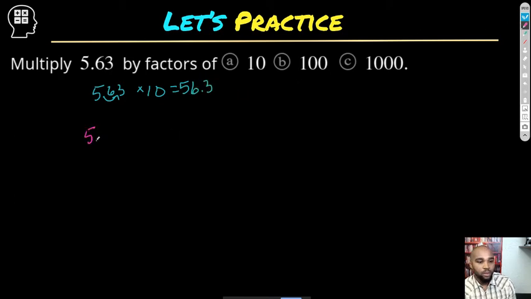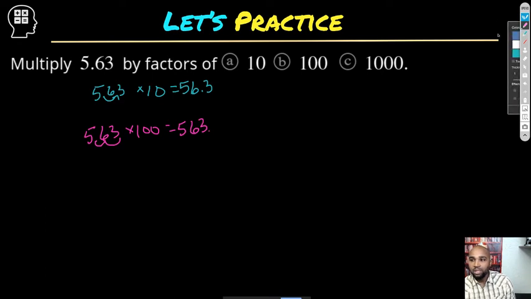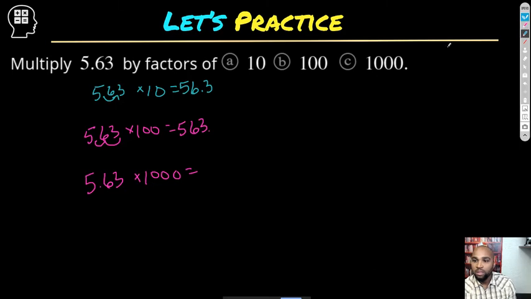And what about 100? So instead of 5.63, we multiply that by 100. Now we move it 2 spaces to the right, and that becomes 563. And there's a decimal if you want to write it. And last but not least, multiply by 1,000, 5.63 times 1,000. And we move it how many places? Well, there's 3 zeros. That's easy to remember, to move it 1, 2, 3.